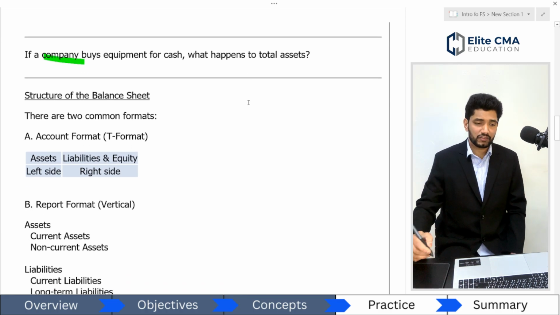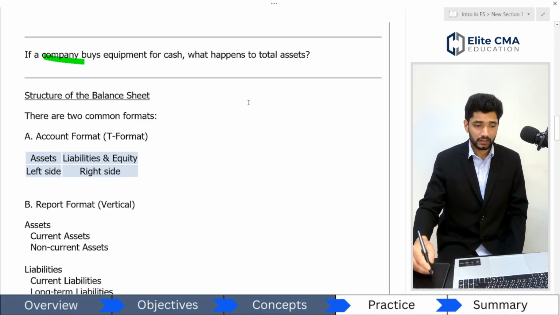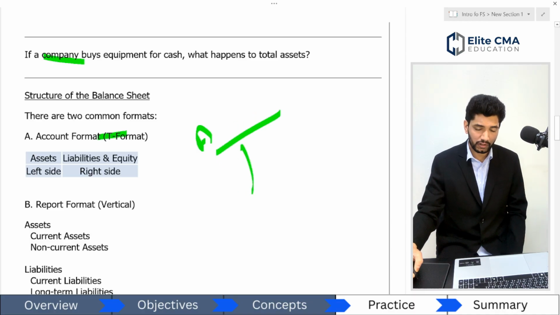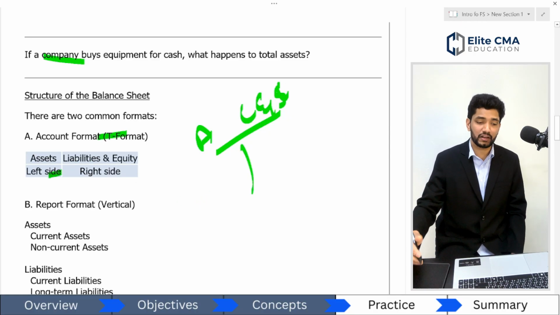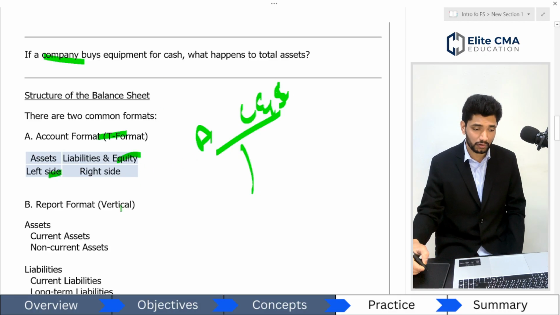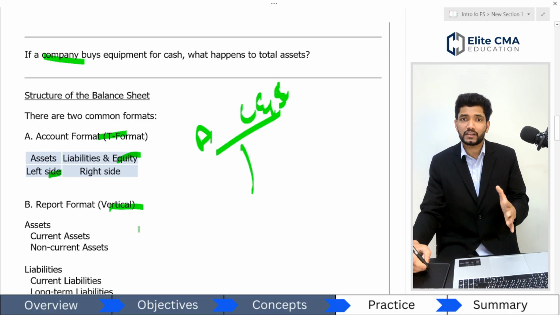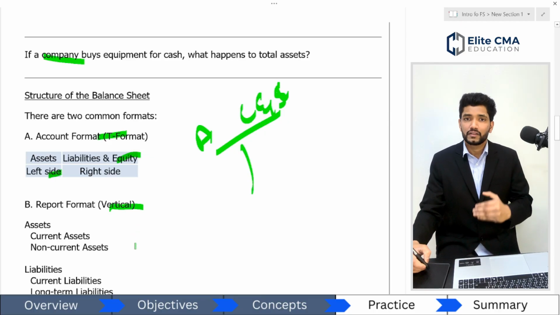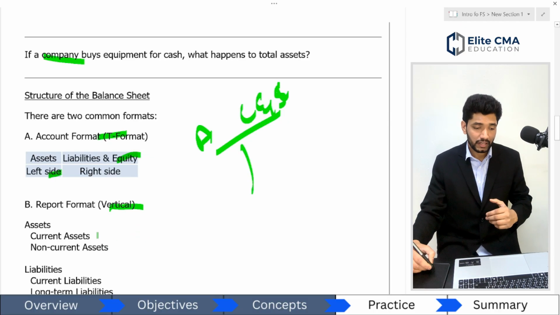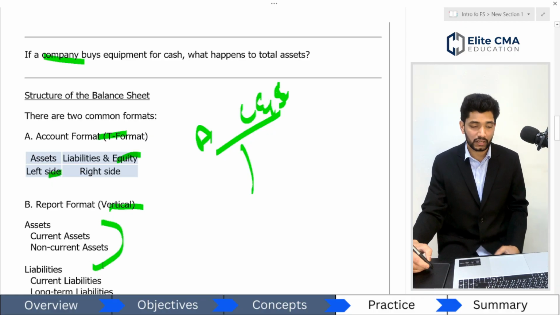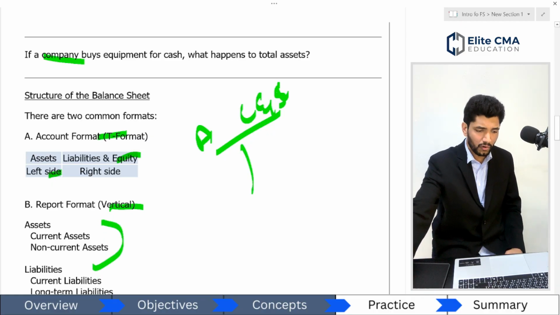For the structure of the balance sheet, there are two common formats. The account format, that is the T format: assets are shown on one side and liabilities and equity on the other side. The left side will show the total assets, and liabilities and equity will show on the right side. Then the report format, which is a vertical format. First we report the total assets by category, that is current assets and non-current assets. Then liabilities, current and non-current. Then the owner's equity.